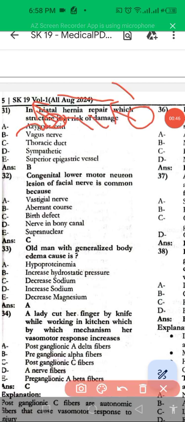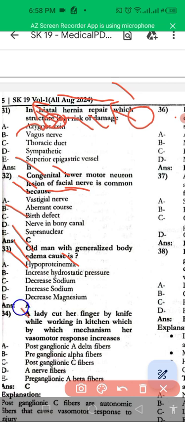Okay, so the next question: congenital lower motor neuron lesion in the facial nerve is common because it is a birth defect. Facial nerve lesion which is congenital is common because of birth defect. Old man with generalized body edema: this is caused by hypoproteinemia, and albumin deficiency results in edema. A lady cuts her finger with a knife while working in the kitchen, which mechanism of vasomotor response increases?